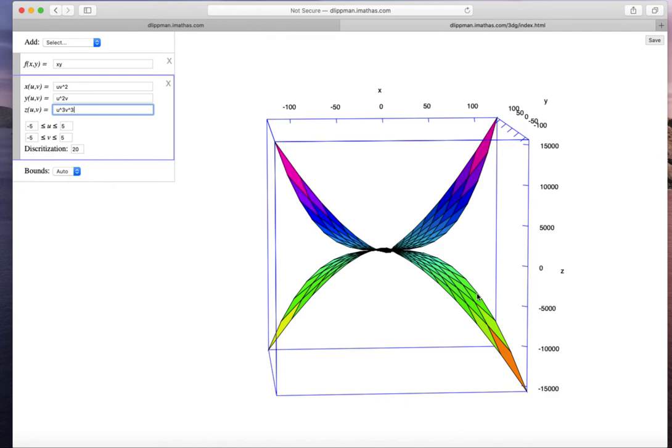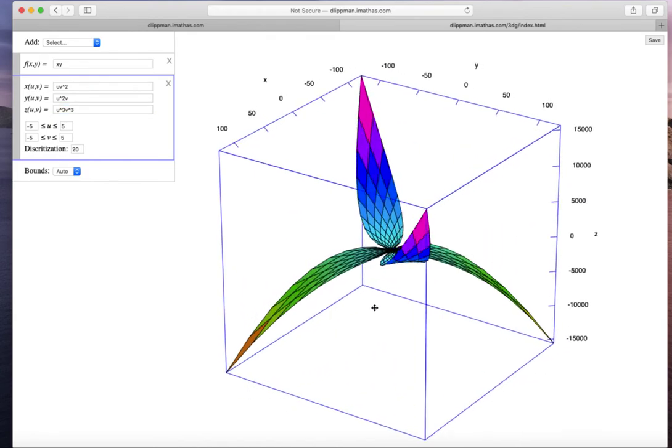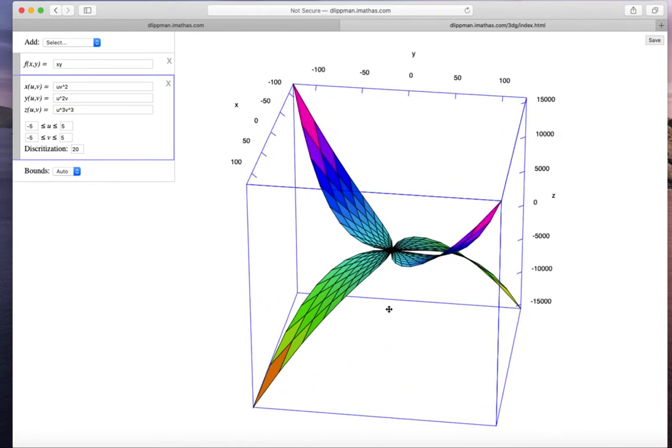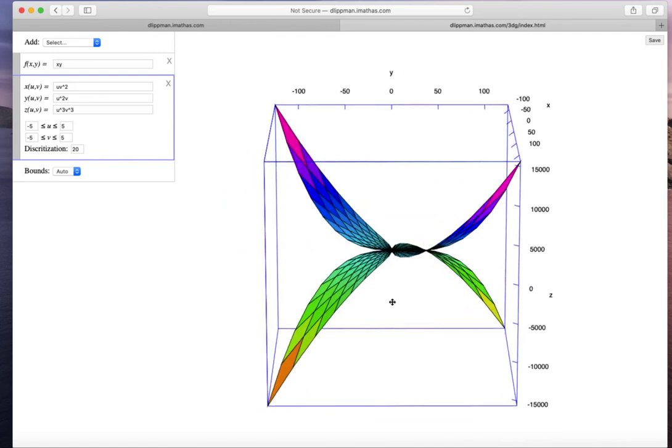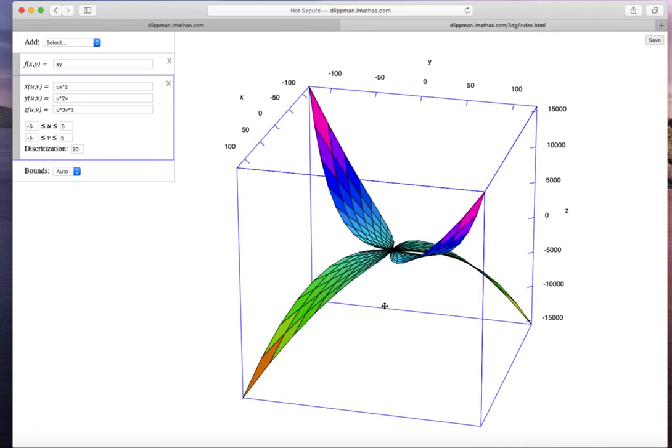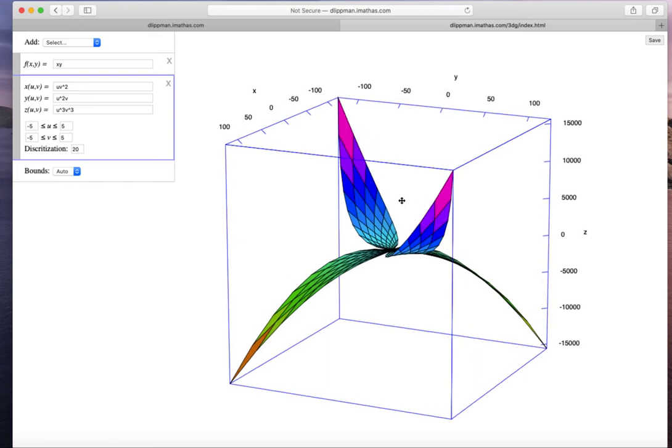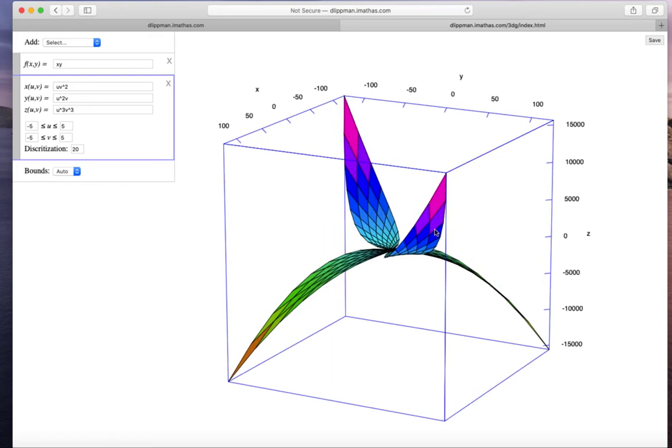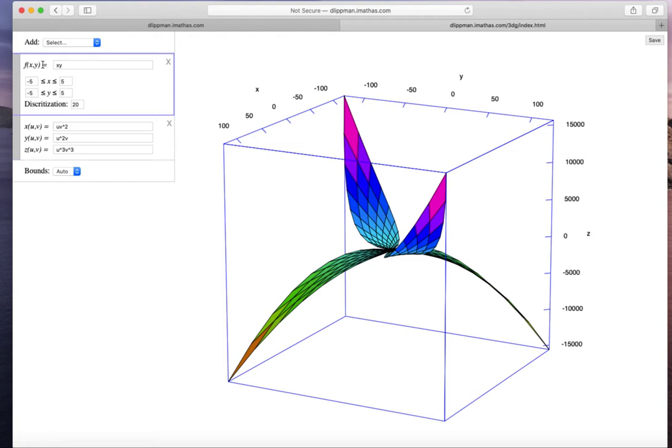Okay. Now this is pretty interesting. You'll notice that the shape of this thing, or the way this thing looks, changes a whole lot. And you might say, where did our other graph go? Well, what I want you to first look at is the scale here. The z is going from negative 15,000 to 15,000, and the x's and y's from negative 100 to 100. This is a completely different scale than what we were seeing up here.